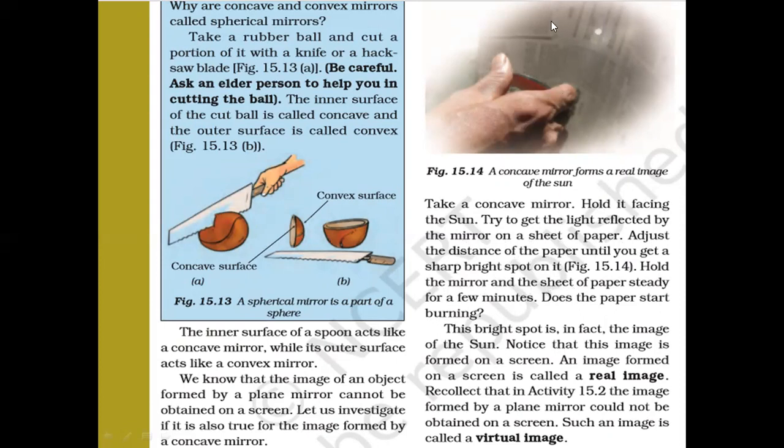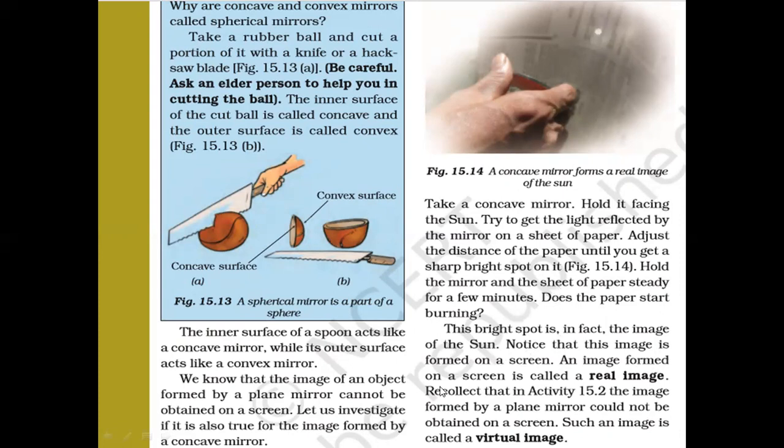Hold the mirror and the sheet of paper steady. Okay, what will happen is the light will start getting concentrated, the sunlight, and the paper will catch fire. Okay, so this is the image of the sun, and this image is formed on the screen. So in case of a plane mirror, we could not get the image on the screen, but in case of a concave mirror, we are able to get the image on the screen. Okay, here we have the image of the sun over here.